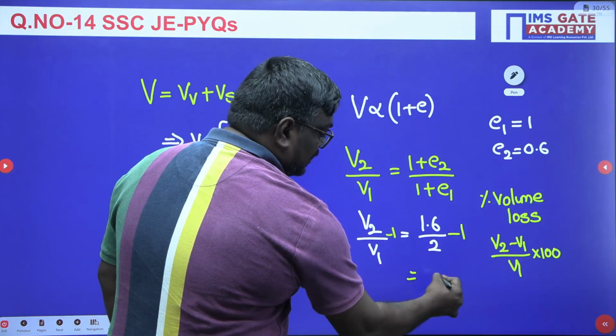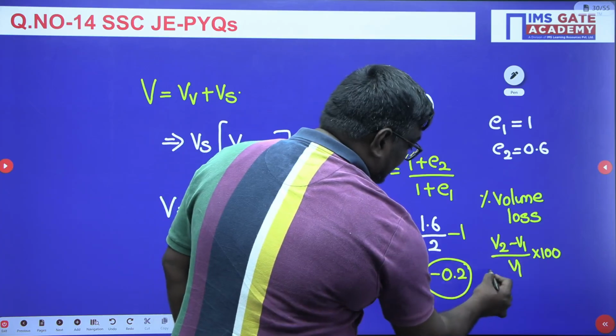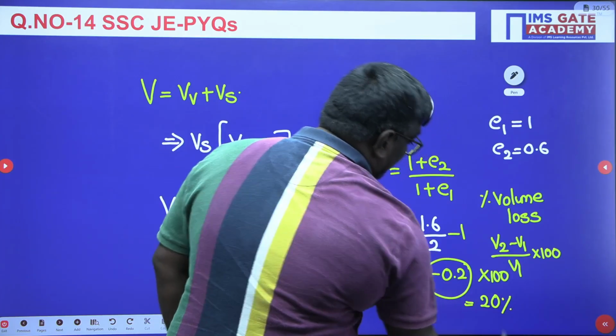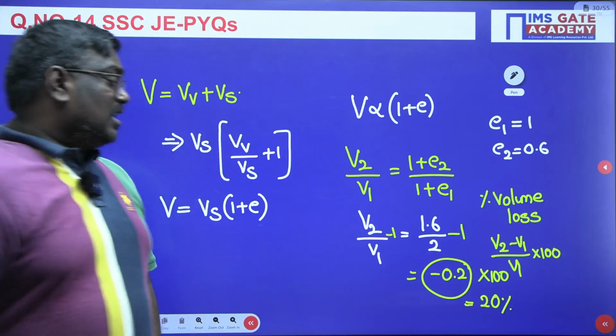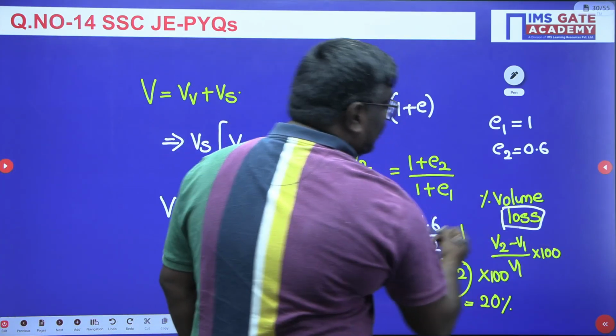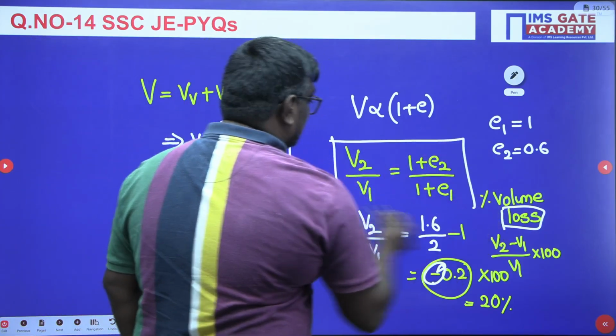So, you will get how much, sir? Minus 0.2, you will get this value. But if you talk in percentile, into 100, this will give you 20%. Now, immediately one of your friends will ask me, sir, why have we considered minus here? That is the reason: minus indicates loss here. So, this formula is very important to understand this problem.